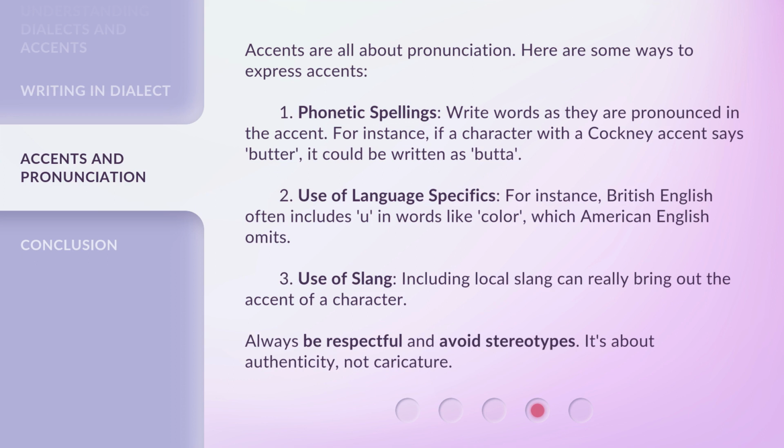2. Use of language specifics. For instance, British English often includes u in words like colour, which American English omits. 3. Use of slang. Including local slang can really bring out the accent of a character. Always be respectful and avoid stereotypes. It's about authenticity, not caricature.